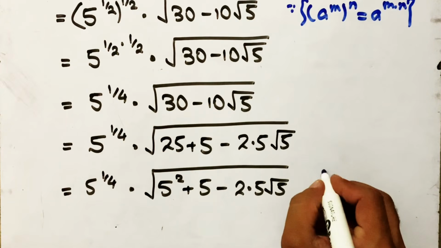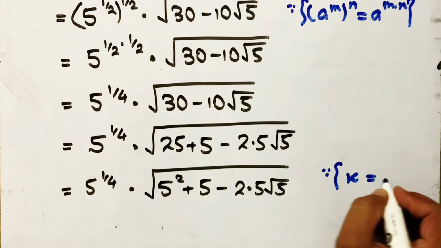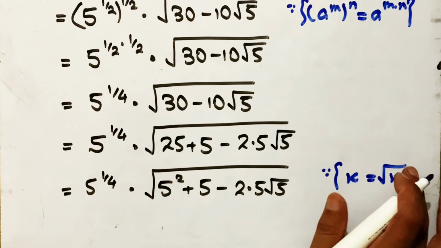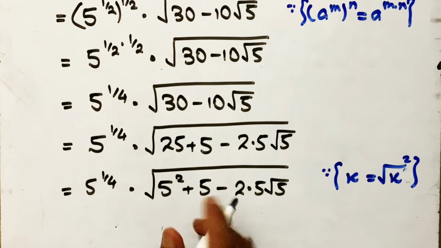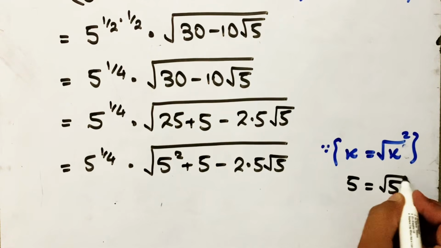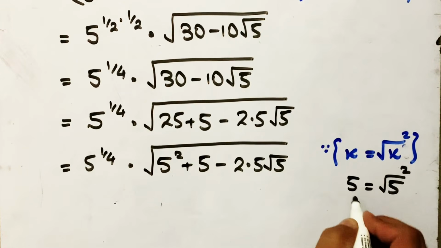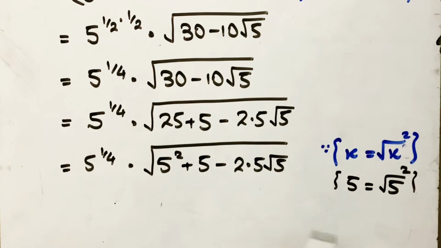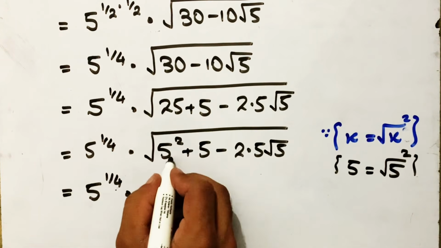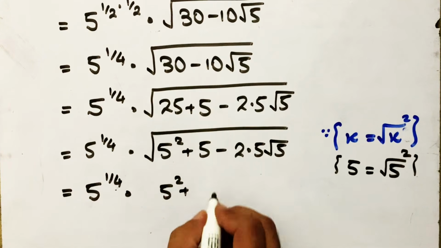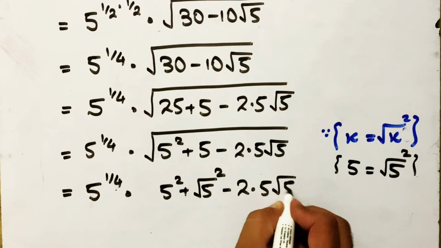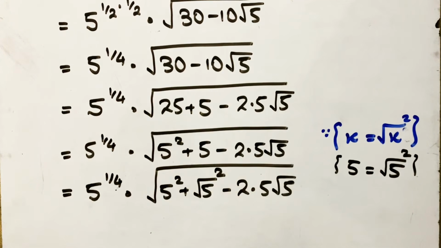This means x is equal to the square root of x squared. So this term 5 is equal to the square of the square root of 5. Applying it here, our equation becomes 5 to the power of 1 by 4 into the square root of 5 squared plus the square root of 5 squared minus 2 into 5 and the square root of 5.